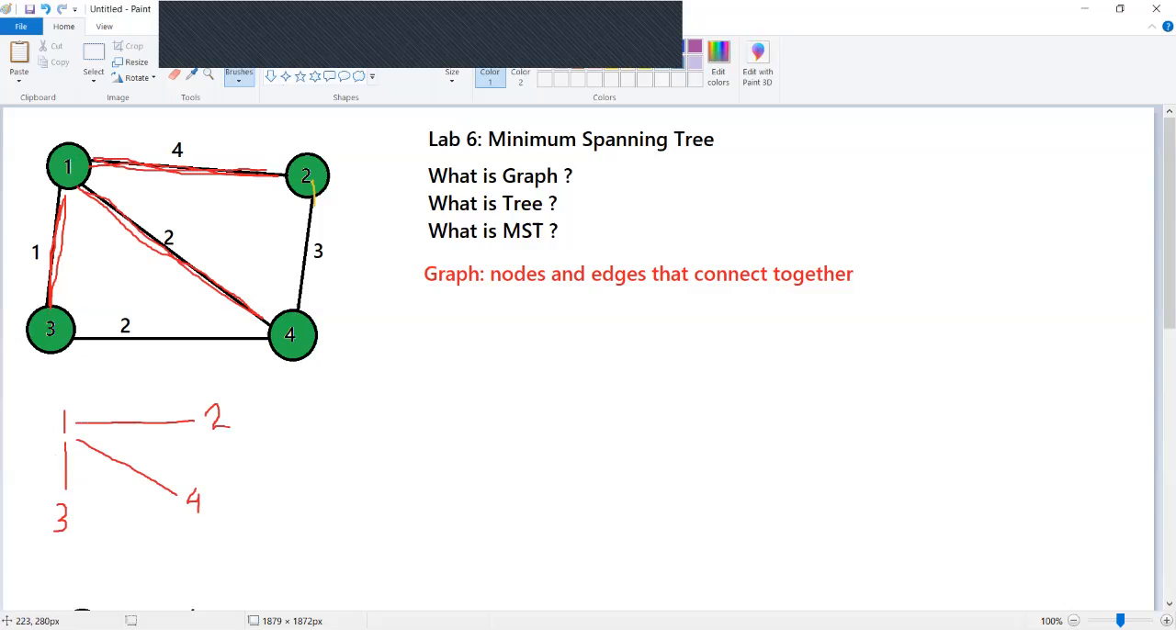But this thing right here is the whole graph. So you can form a tree based on the graph. The tree is inside the graph, so that's why it's called a subgraph. And if you connect this thing, it's still called a tree as well, because it's inside.